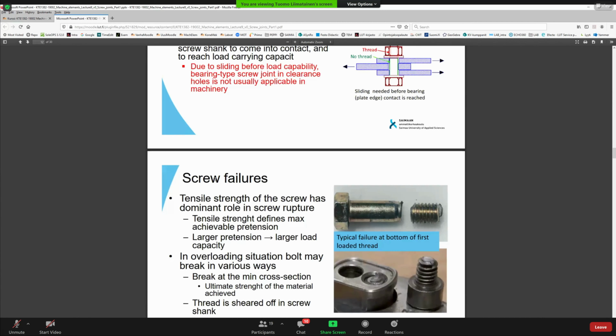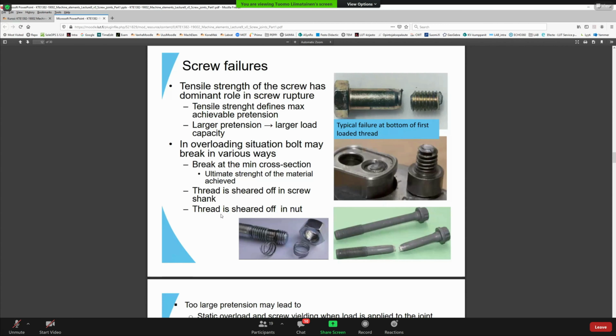Okay, then what happens when the screw fails? It's easy to understand that the tensile strength of the screw has a dominant effect on screw breakage, because its tensile strength defines the maximum achievable pretension. And when we have a larger pretension force, we can also have larger load capacity.